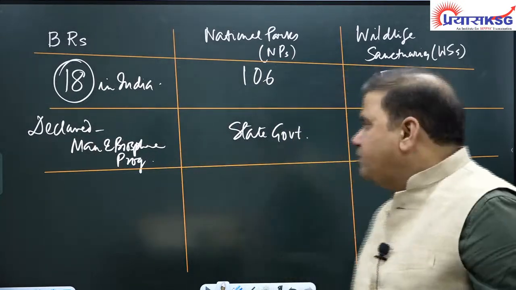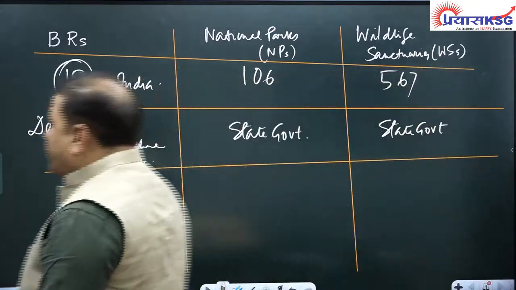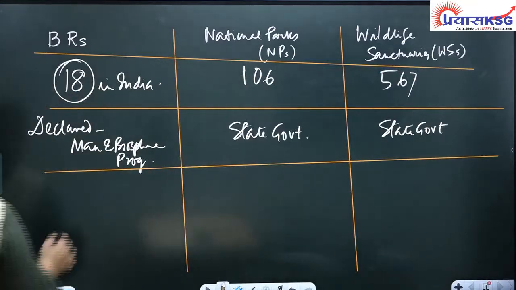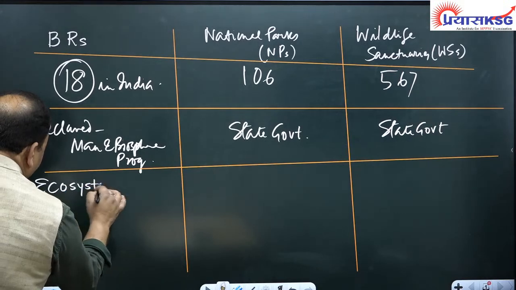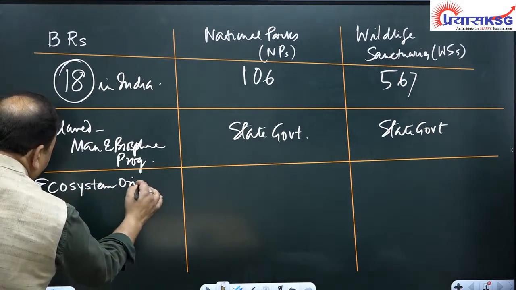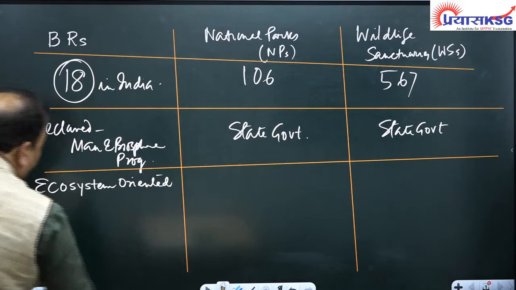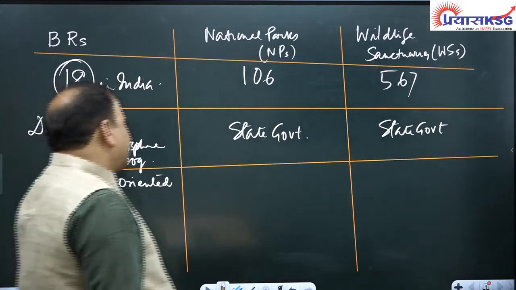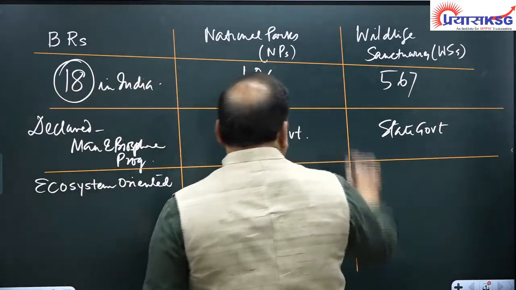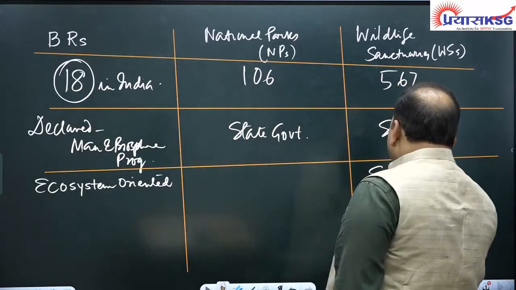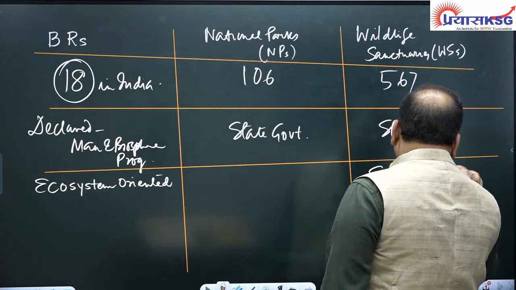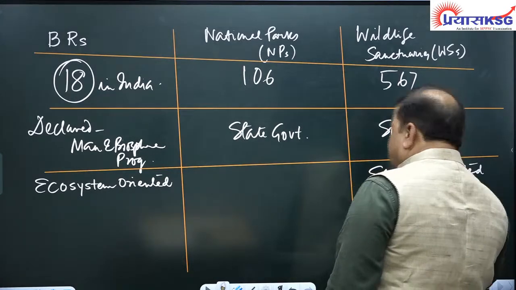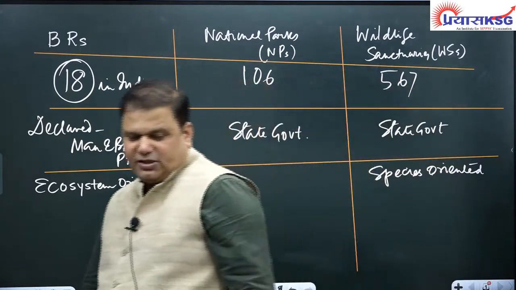And if we talk about biosphere reserves, we can see biosphere reserves are ecosystem oriented. मतलब क्या हुआ बच्चों? मतलब इसका हुआ कि they are meant for protection of ecosystem. So we say that they are ecosystem oriented. When we talk about national parks, when we talk about wildlife sanctuaries, they are species oriented. So they are meant for protection of mainly species.